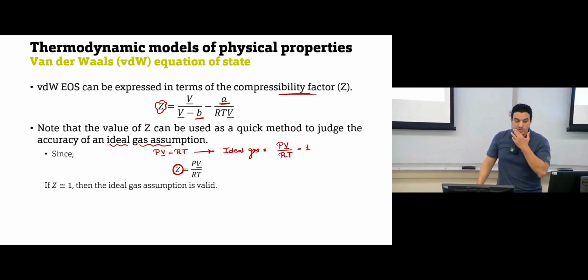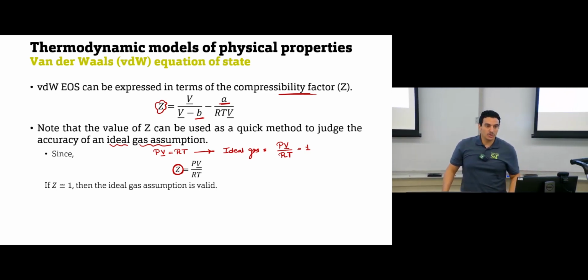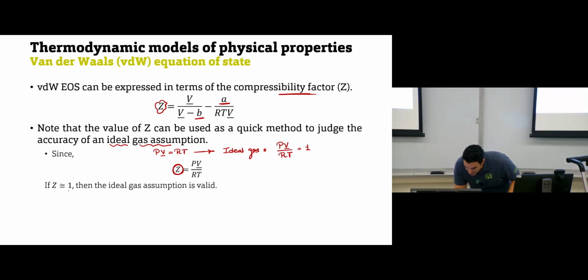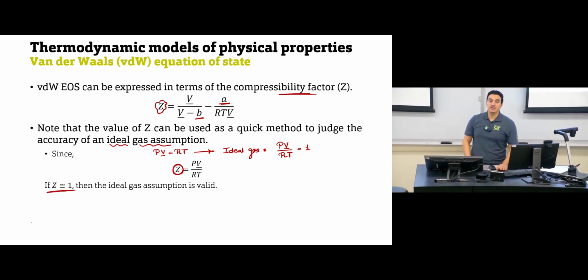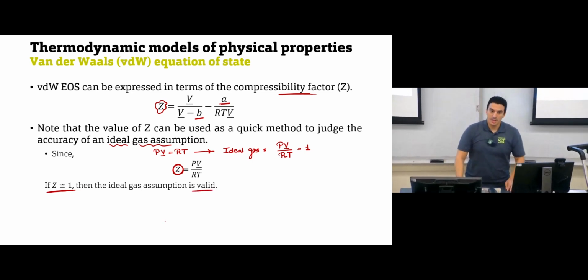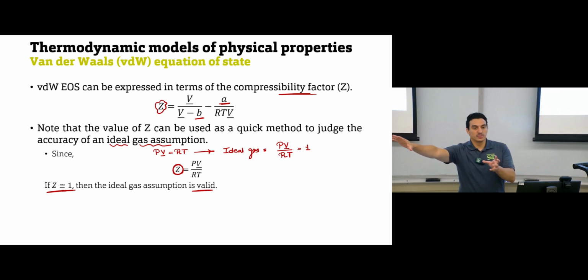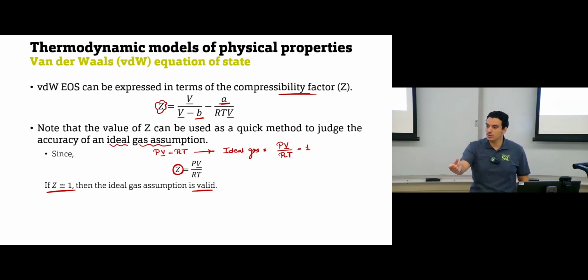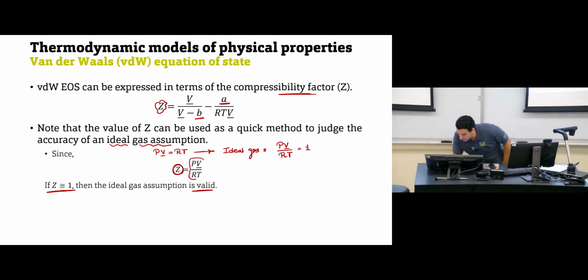So for any problem, just calculate PV over RT, calculate Z. If the value of Z is close to 1, then the ideal gas equation is valid to be used in your problem. If the value of Z is far away from 1, like 0.4, 0.3, this means the ideal gas equation of state cannot be used in your problem. So again, the compressibility factor Z is one of the methods we can use to see whether I can use the ideal gas equation of state or not. So basically, calculate Z, where Z is PV over RT.